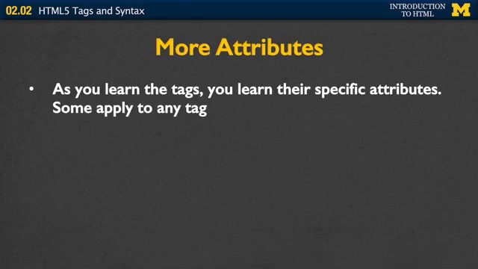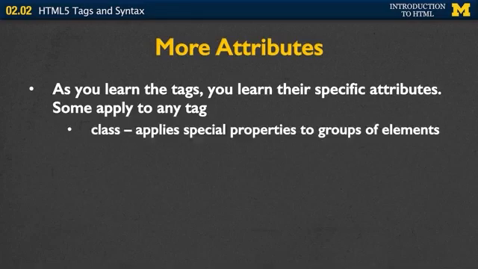But there are some that apply to many of the tags. So I just wanted to mention them to you quickly, and we'll come back to them later in the class. All right? The first is the class attribute. What it does is it applies special properties to groups of elements. We'll use that later when we want to say, hey, we want to style all these pictures perhaps as thumbnails.